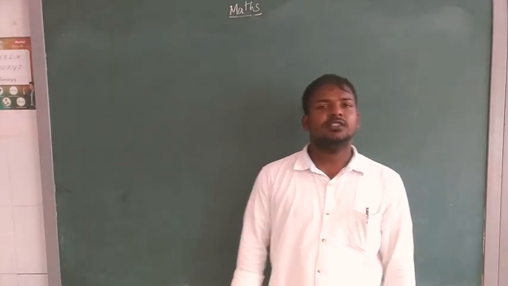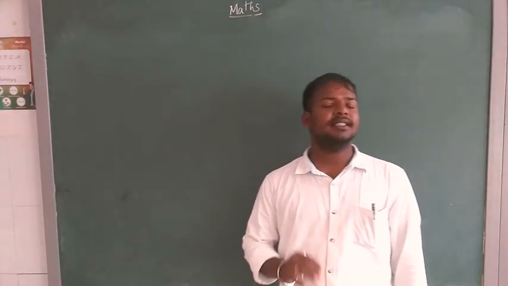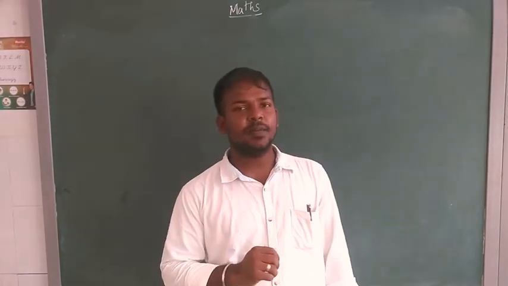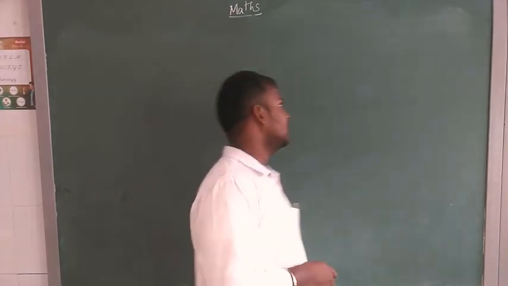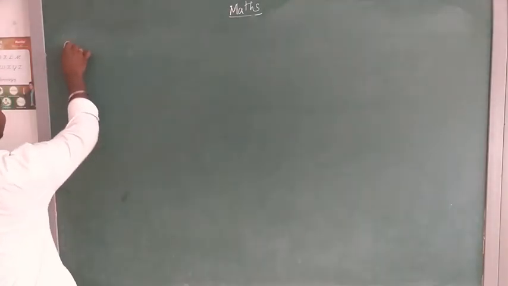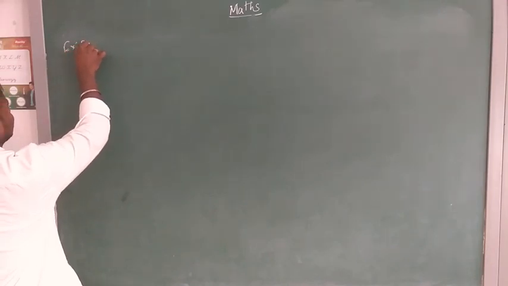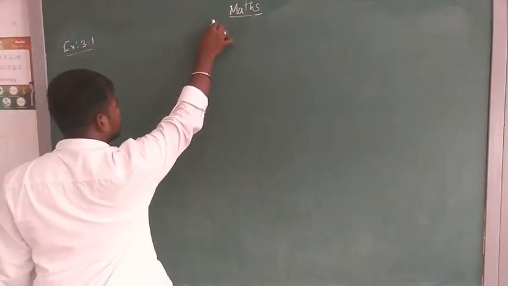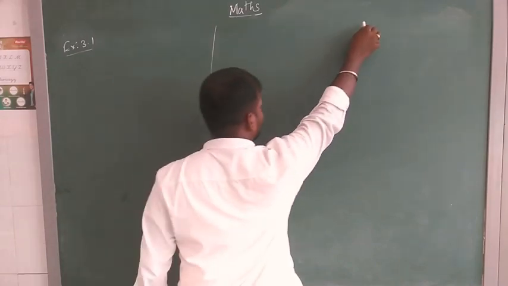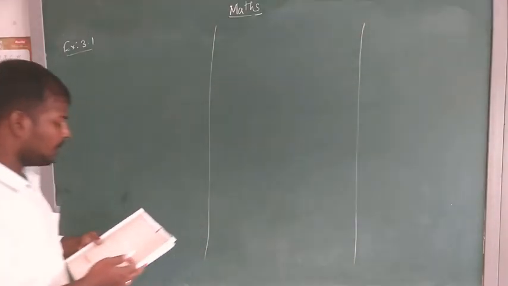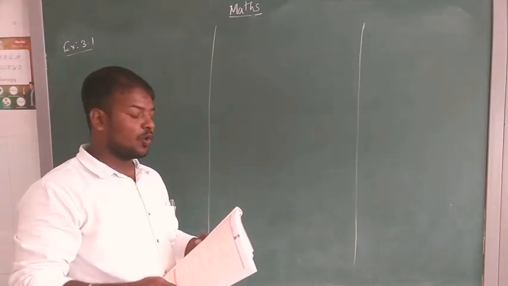Hello everyone. Today we are going to see exercise 3.1, problems based upon square and square root. The first problem: find the square of the following numbers.